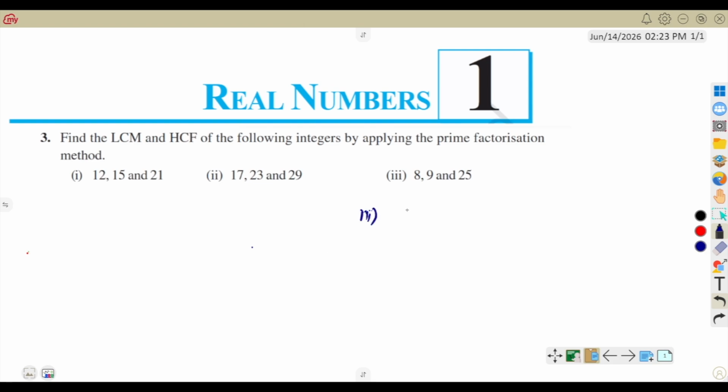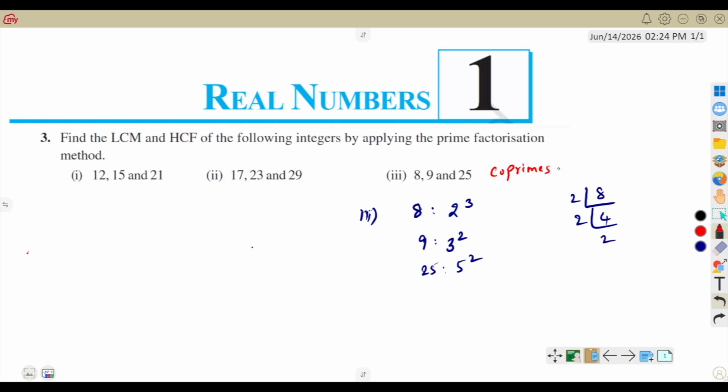Let's do number 3. Observe the numbers again. The numbers are 8, 9 and 25. All these three are co-prime numbers, guys, okay? So first of all, let's do prime factorization, then we'll see. So 2 times 2 times 2, so 2 power 3. We know 9 is 3 squared and 25 is 5 squared, okay? Now see, is there any common factor in this? There is no common factor, okay? So even though 8, 9, 25 are composite numbers, there are no common factors in that. So all of them are co-primes.